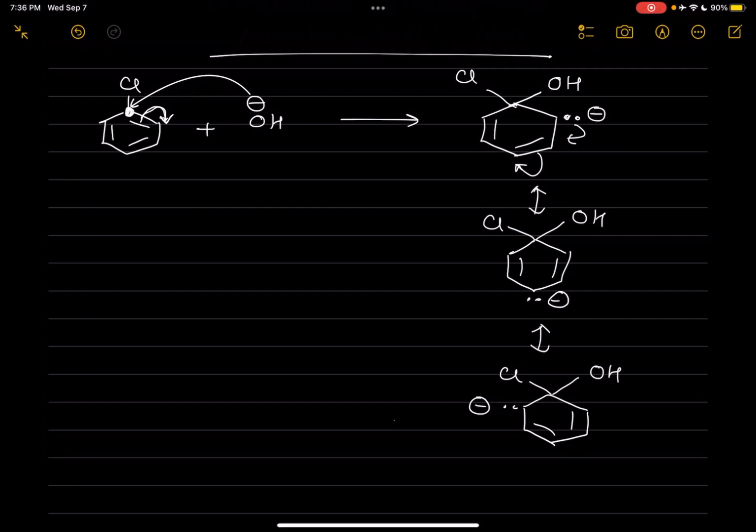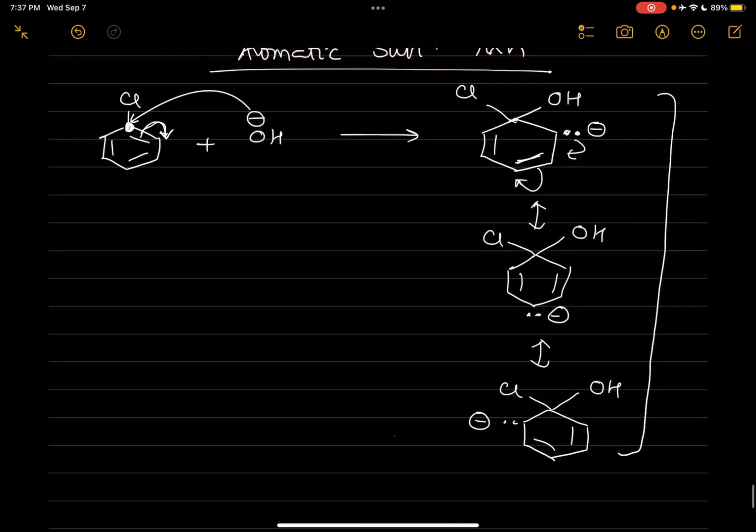It will be pushed aside and a minus charge will be there. This minus charge can push aside the double bond in the ring, and it can move within the ring like this. So this is the movement of the minus charge, which is resonance. But this is not the final answer, because this minus can't stay in this manner for long.